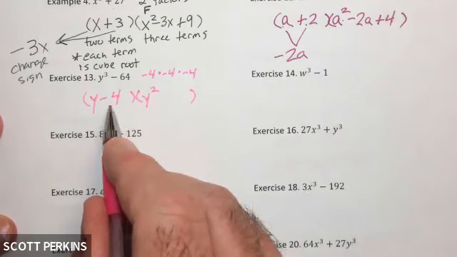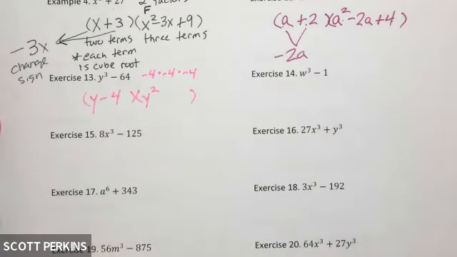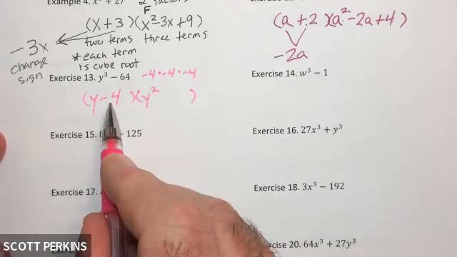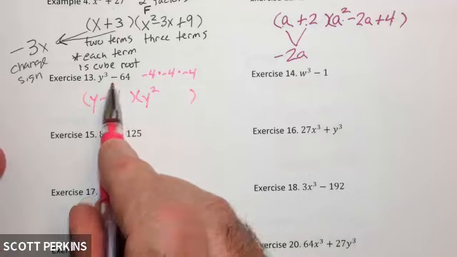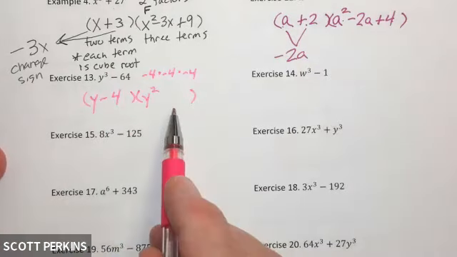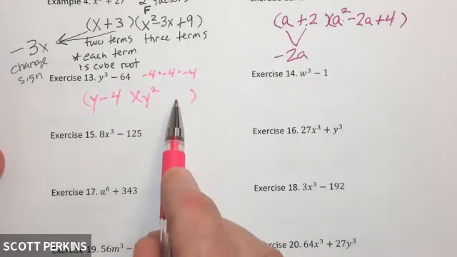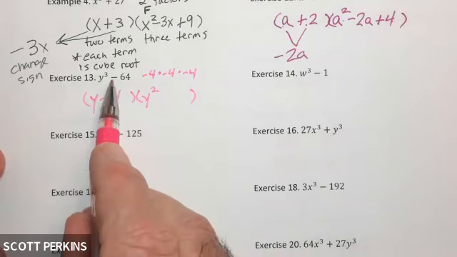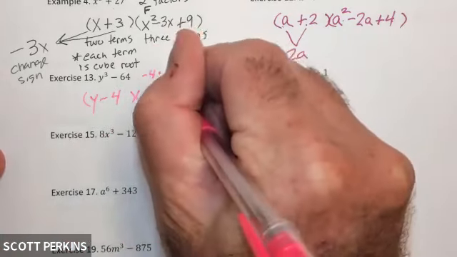What times negative 4 gives me negative 64? We'll do the middle in a second. I'm doing the last. What times negative 4 gives me negative 64? Okay, it's not going to be a negative 16, because a negative times a negative would give me a positive 64. So it has to be a positive 16.